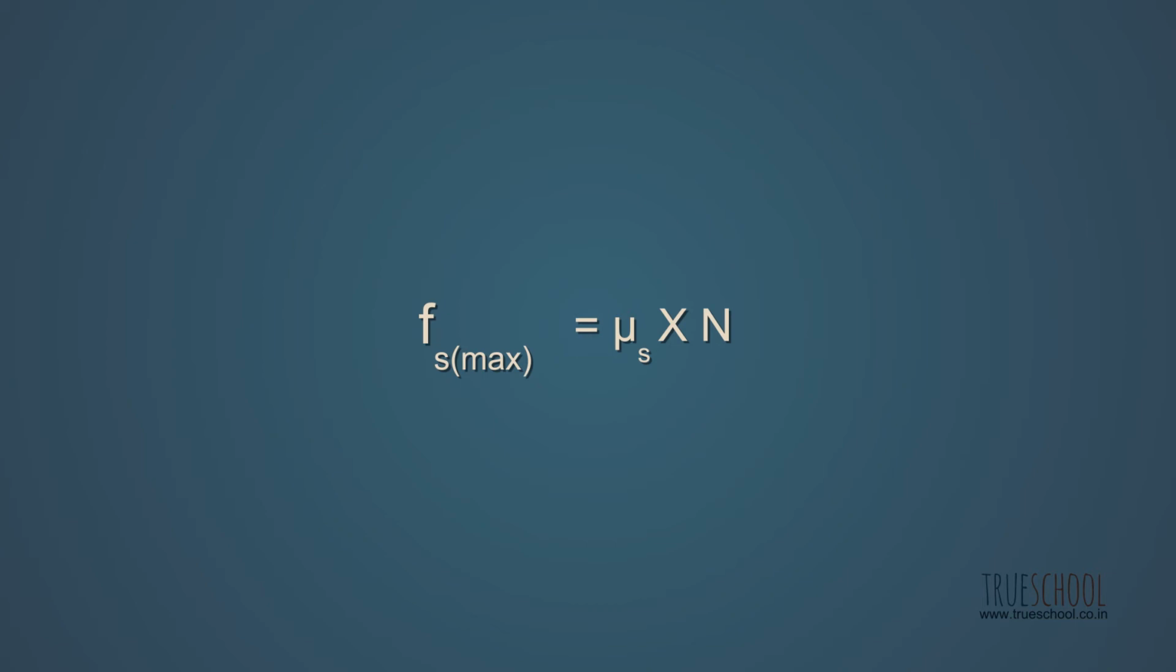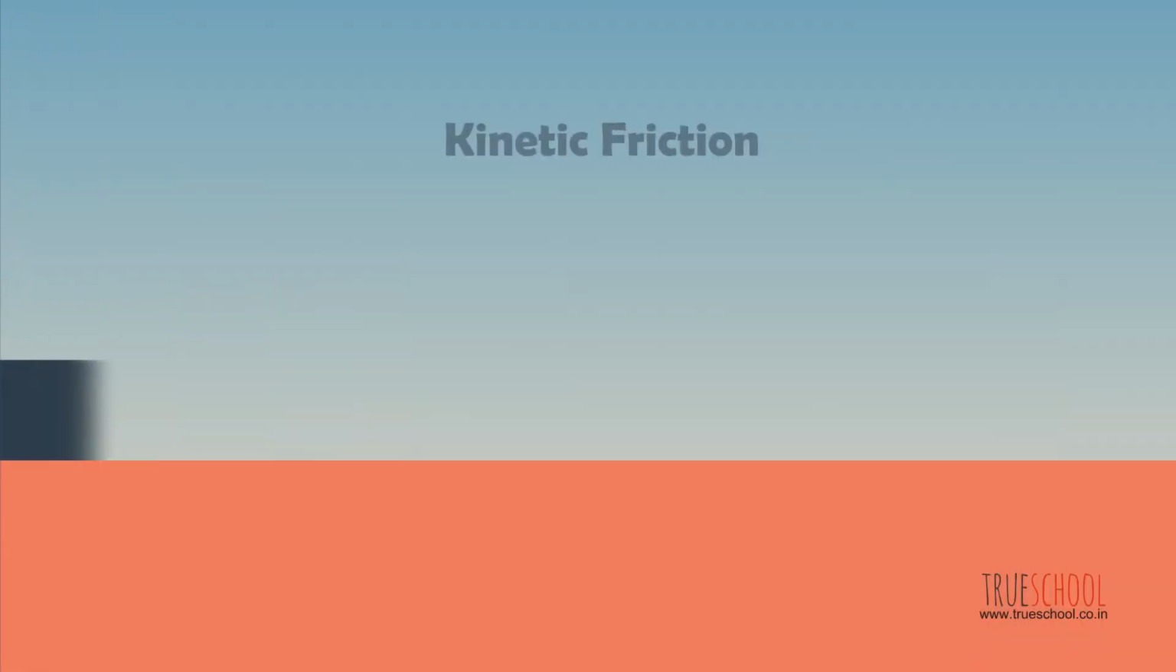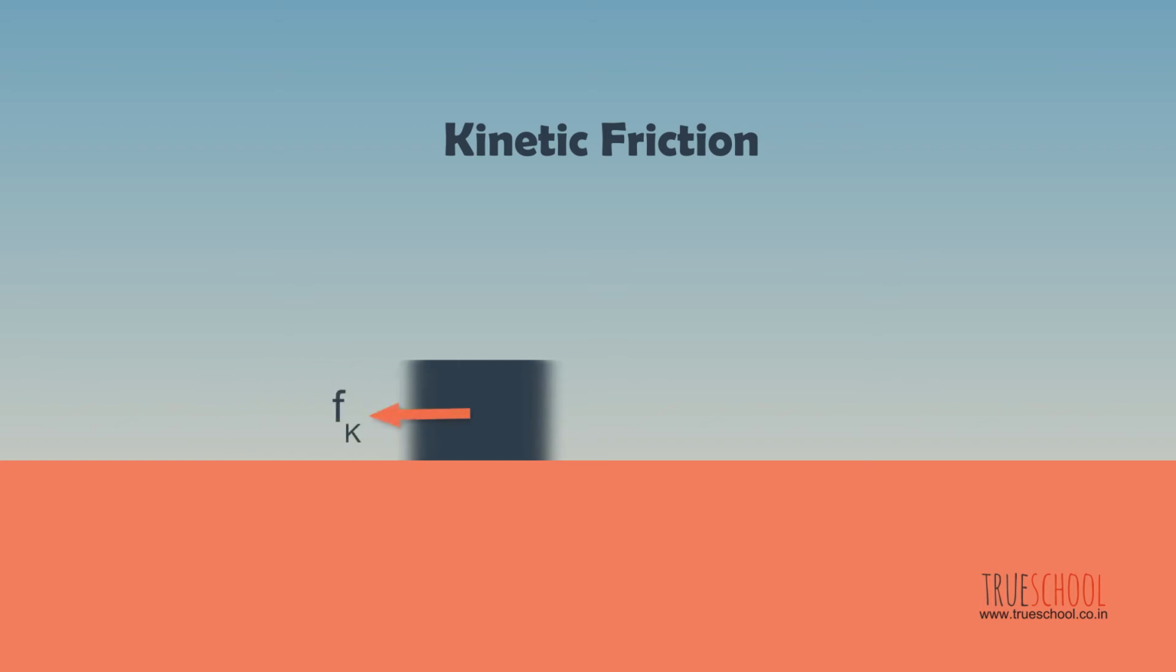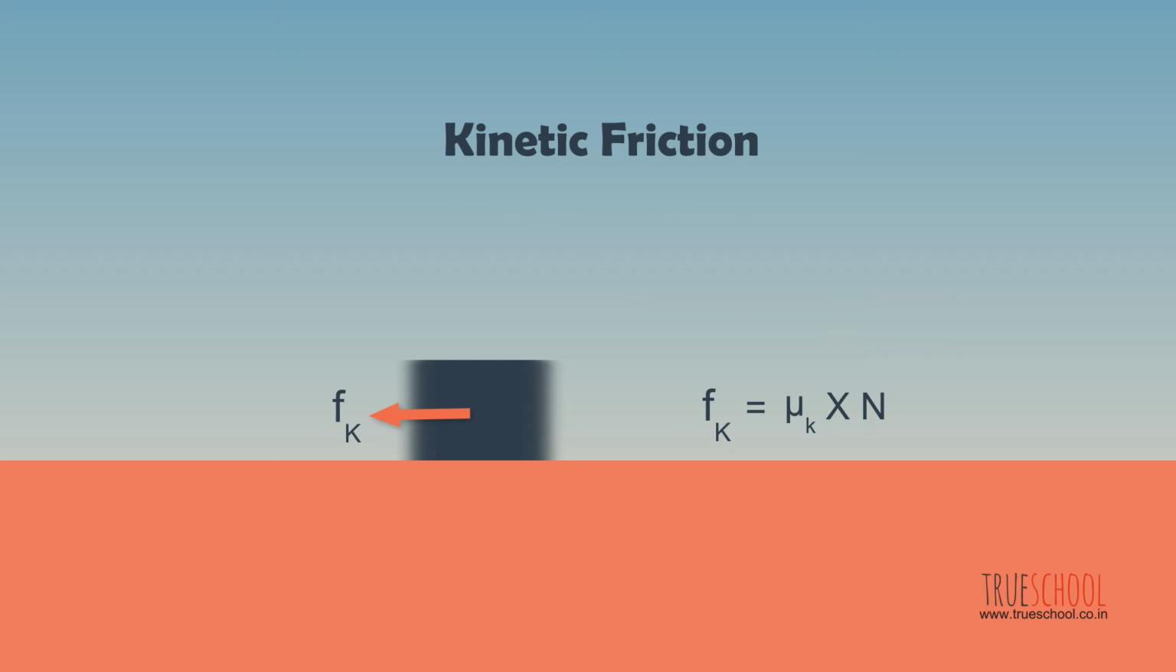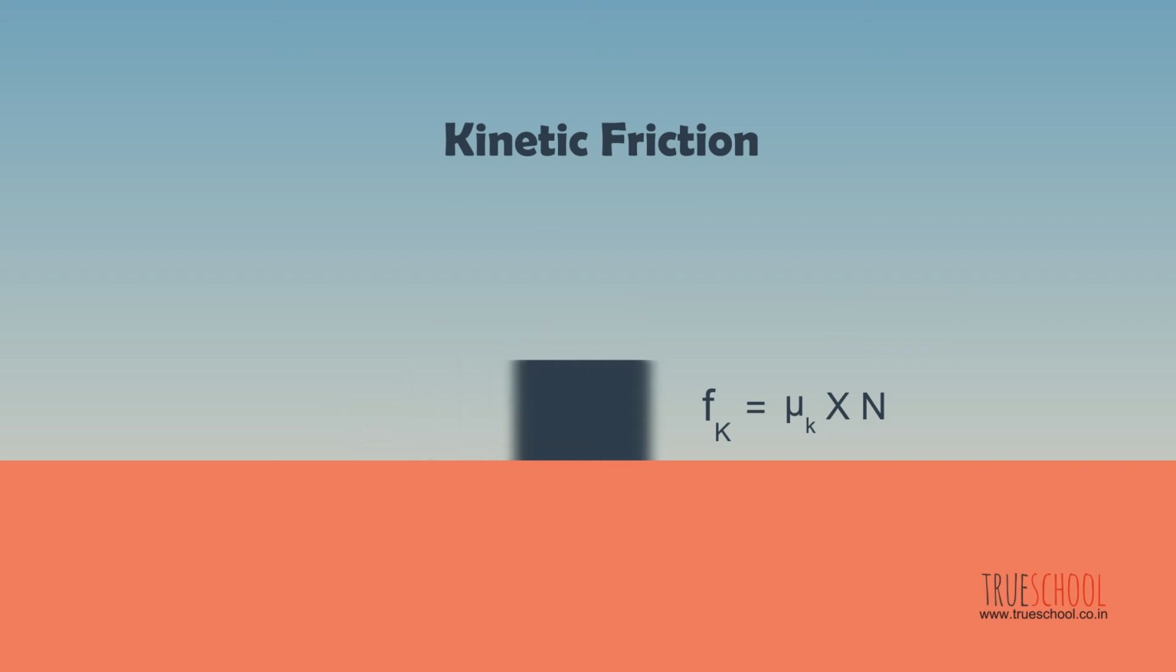In most cases, static friction is only equal to the force which causes the tendency of relative motion between the surfaces in contact. What is the value of kinetic friction applied on a block moving on a surface? That is equal to μk into N, where μk is called the coefficient of kinetic friction, which again depends on the nature of the two involved surfaces. Its direction is always opposite to the direction of relative motion.